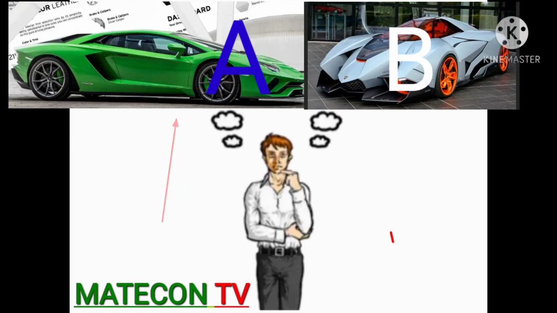Choice A or choice B? You make choice A, opportunity cost is choice B. You make choice B, the opportunity cost is choice A.